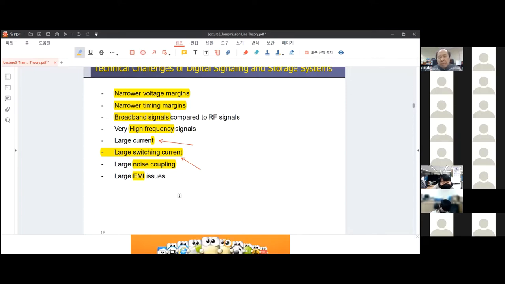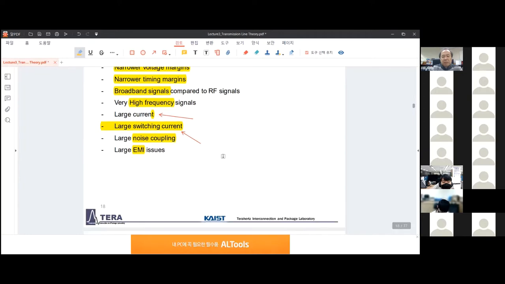My personal belief is like this. When you are designing your analog circuits, you may use undergraduate level circuit theories. And the level of technical challenges with high frequency digital signaling may be 10 times more difficult and challenging. That's why I strongly believe that these are the background reasons why high frequency digital interconnection is much more difficult than conventional circuit theory.